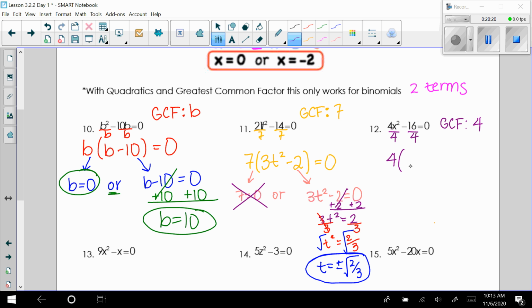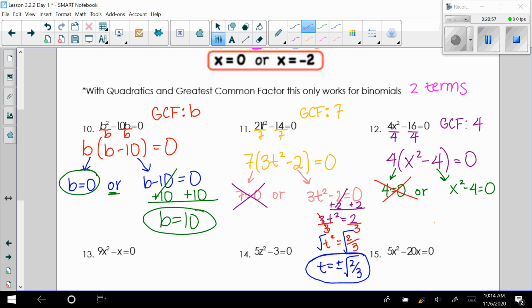So 4 divided by 4 is just 1, so I'm not even going to write it. And 16 divided by 4 is 4, and it's equal to 0. So this is when we can separate it. We're going to have to do 4 equals 0 or x squared minus 4 equals 0. And of course, 4 does not equal 0, so we can cross that out, just like we did in the last problem. And then we can go ahead and solve x squared minus 4 equals 0.